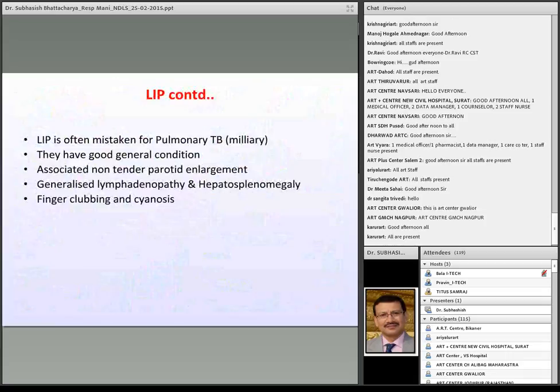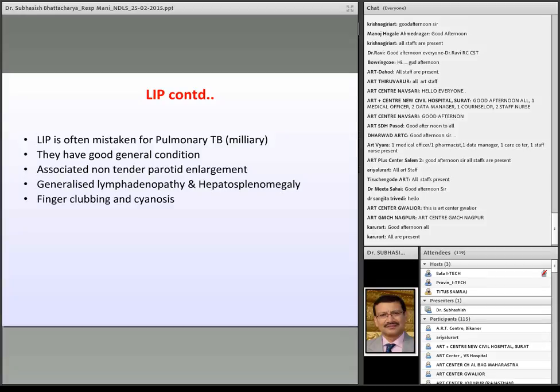LIP is often mistaken for pulmonary tuberculosis, miliary. Yes, this is common. I have seen a few such LIP patients. They had received anti-tubercular therapy two or three times because the X-ray picture was so confusing. Even an experienced pediatrician thought it could be due to tuberculosis infection. So it mimics tuberculosis infection if you consider the radiology only. So you have to examine the whole patient properly and diagnose this condition.